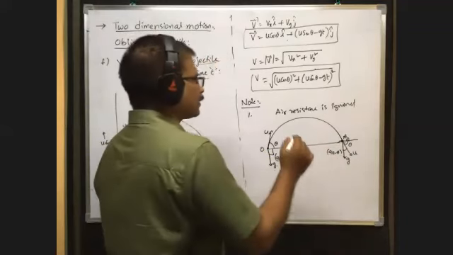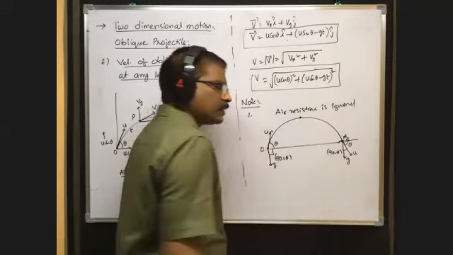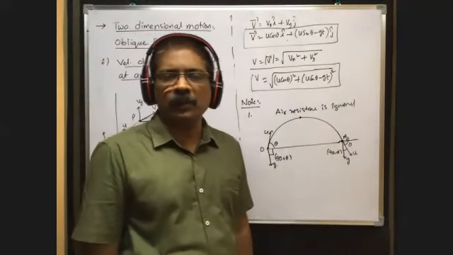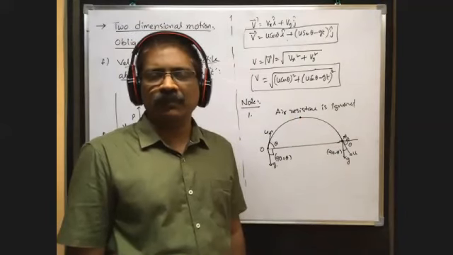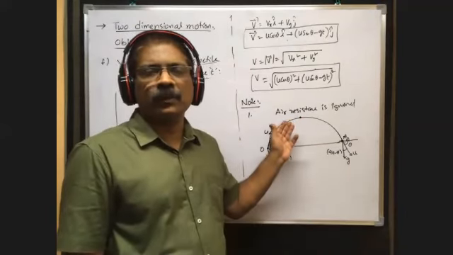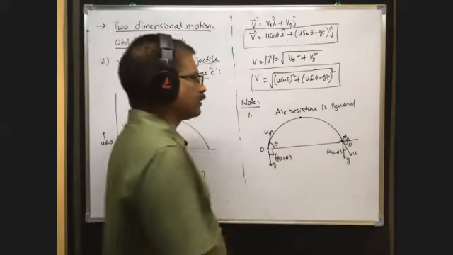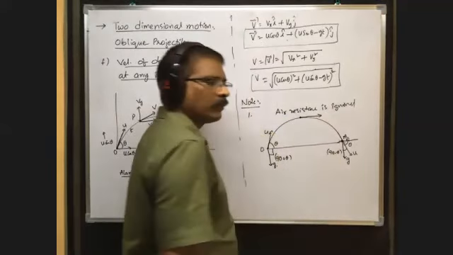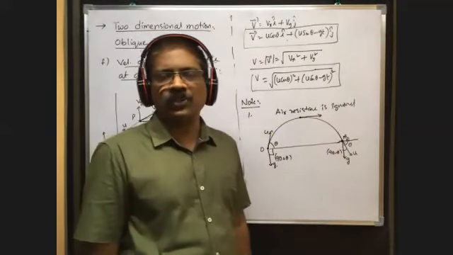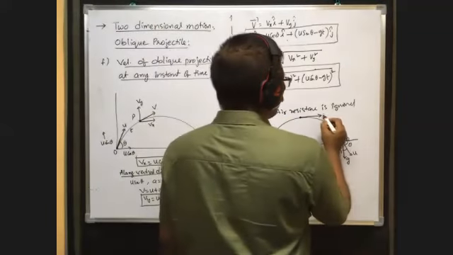Okay, next, at the highest point, what is the direction of velocity? At the highest point of the oblique projectile, what is the direction of its motion? That is along horizontal direction. At the highest point of its motion, what is the velocity of the oblique projectile? U cos theta, no? So u cos theta.